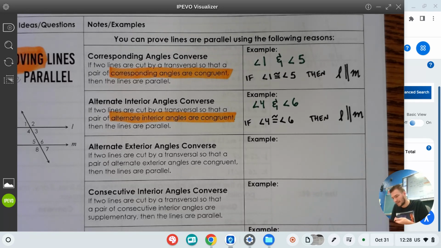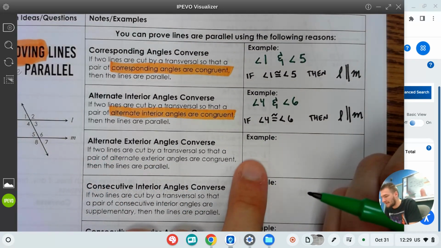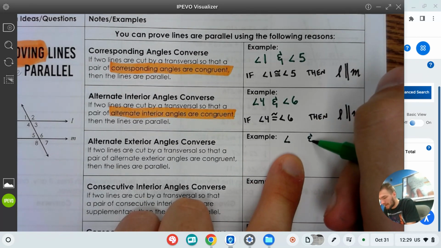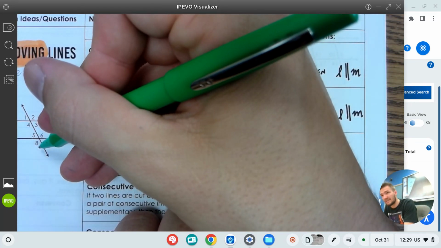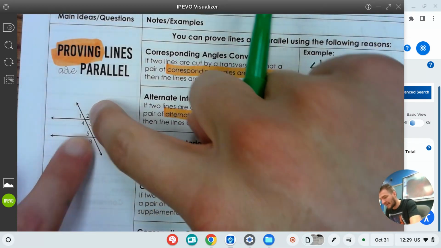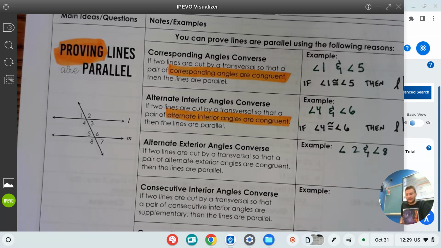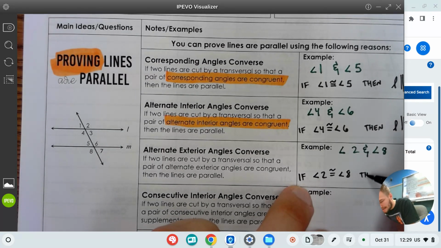All right? And we can speed this up, right? The next one, alternate exterior angles. Give me two alternate exterior numbers. What do you say, 2 and? Not 2 and 5, but 2 and 8. If they're going to be exterior, then you need the one that's on the outside and the one that's on the outside. So let's go with 2 and 8. Who can set up the little sentence for us? If 2 is congruent to 8, then L is parallel to M. Exactly. If 2 is congruent to 8, then they're parallel.